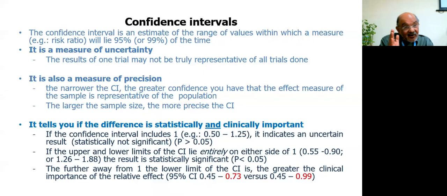Now, another important thing is you can try and get an estimate of how clinically important this can be by seeing how far away from 1 is the limit of the confidence interval. So if you've got 0.45 to 0.73 is your range, best estimate is 0.45, least estimate is 0.73, you are saying at least 27% reduction. That's pretty good, right? Whereas if it is 0.45 to 0.99, you're saying it could be 1% reduction. That you're not so sure about. So this is one way of trying to see how clinically important it might be in terms of seeing how close to no effect is the least estimate.